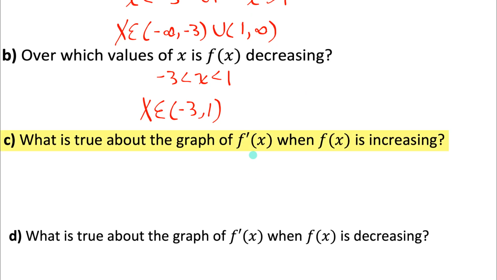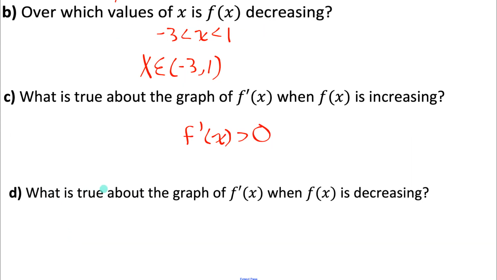So what's true about the graph of f prime of x when f of x is increasing? When f of x is increasing, the graph of f prime of x is above the x-axis. It's always positive. So f prime of x is greater than 0. So when f of x is increasing, the derivative is positive.